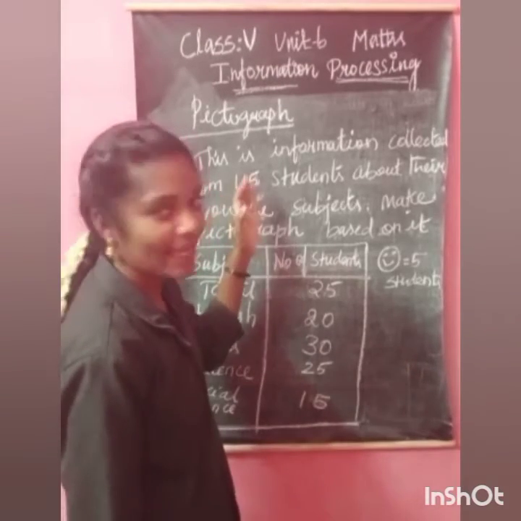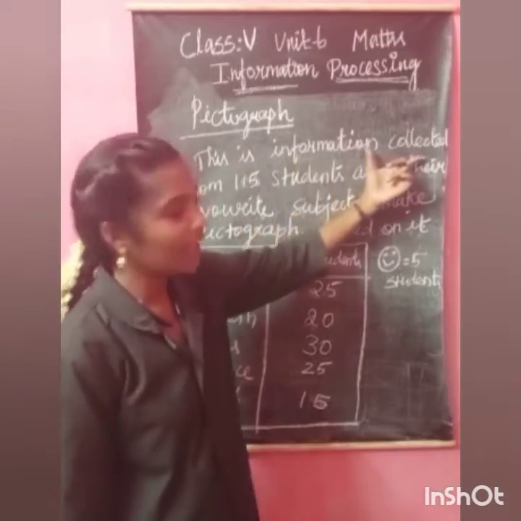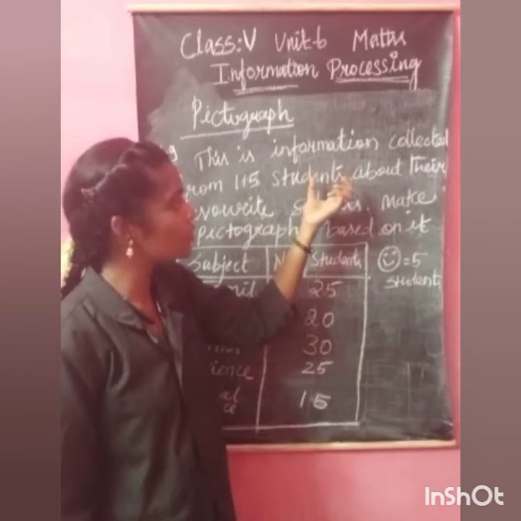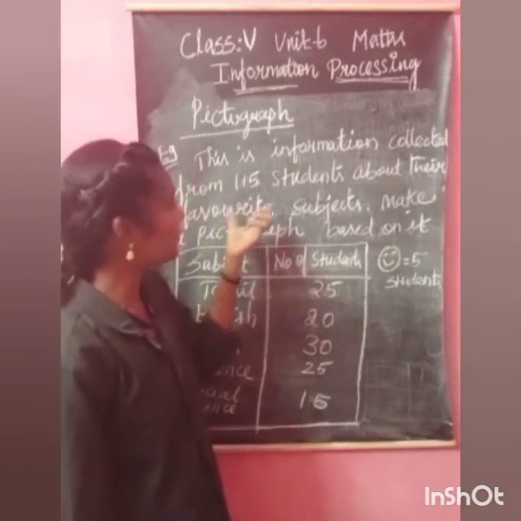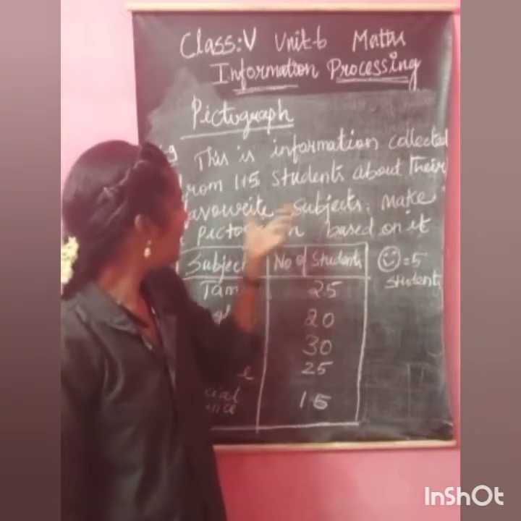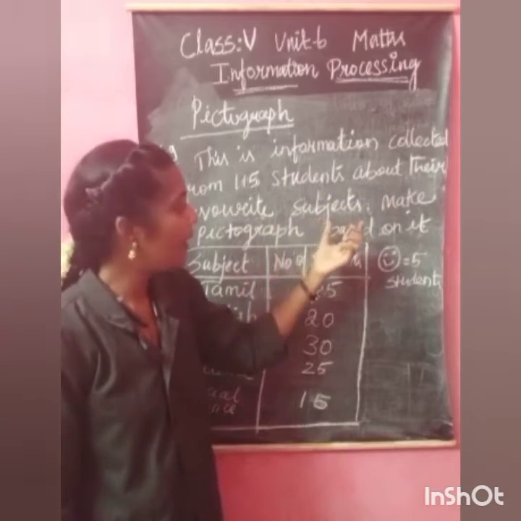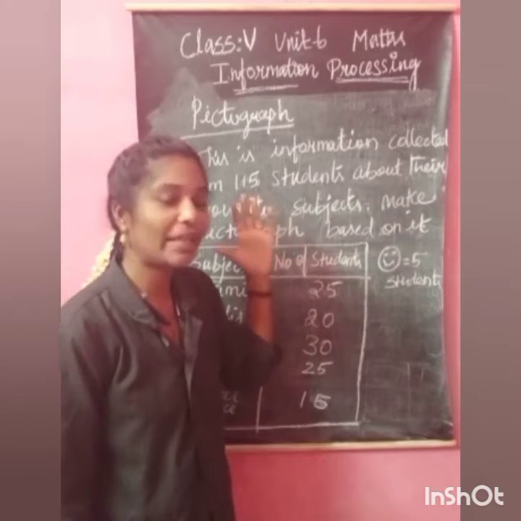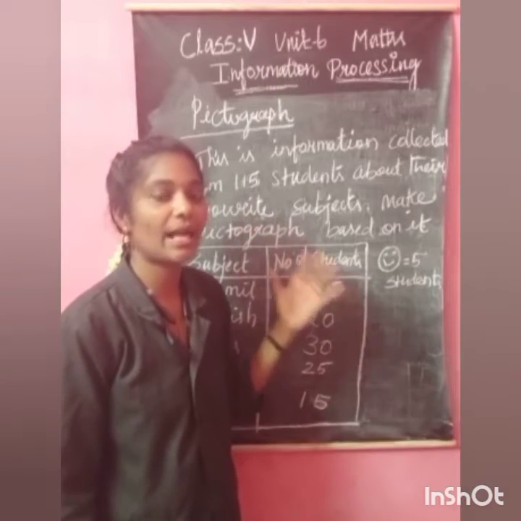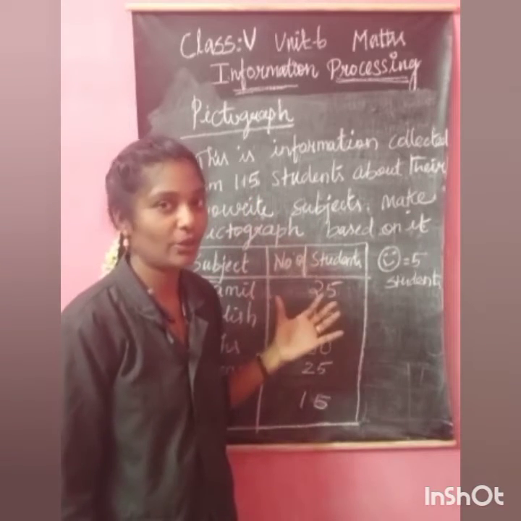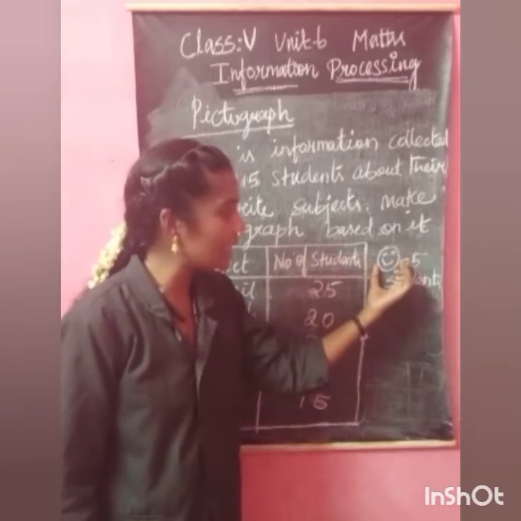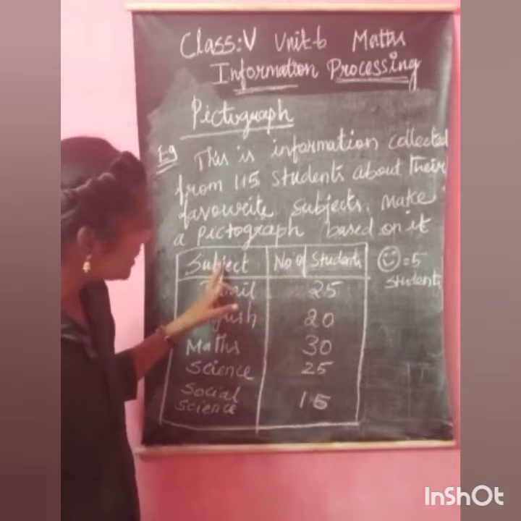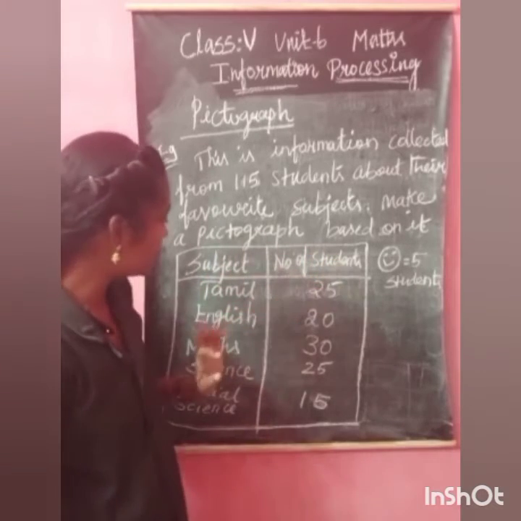Next, see the example, children. This is information collected from 115 students about their favorite subjects. Make a pictograph based on it. So you take any pictures or symbols, that is your choice. So I take a smiley. This is a smiley. See, children, the subject and the number of students.